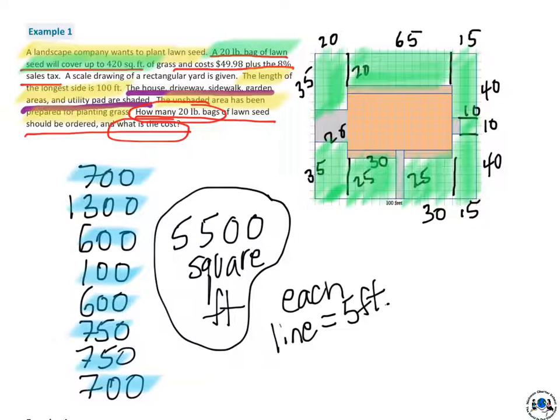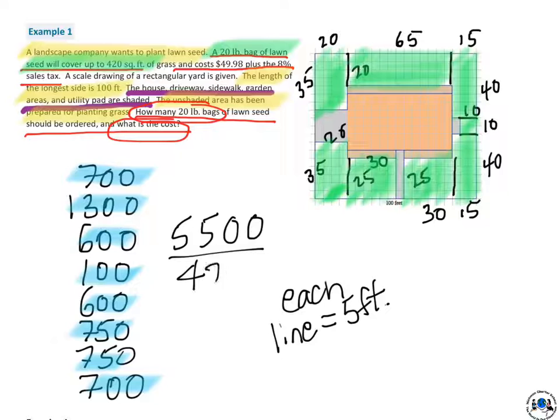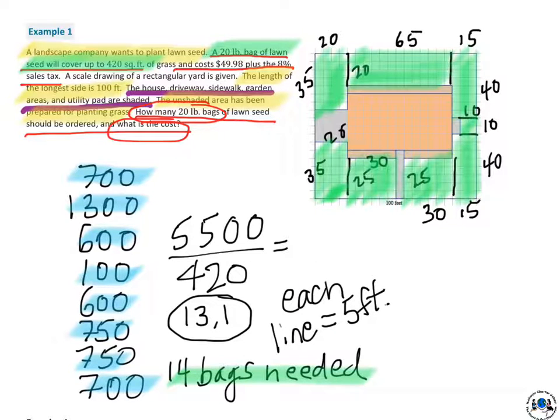The first question was, a 20-pound bag of lawn seed will cover 420 square feet. So how many of those bags am I going to need if I know each one covers 420 square feet? All I do is divide by 420. 5,500 divided by 420 will give me how many bags. My answer is 13.1, but I can't buy 0.1 of a bag. I do need 13.1 bags, therefore I'm going to have to purchase 14 bags. So 14 bags are needed. That is the answer to that first question: how many 20-pound bags of lawn seed should be ordered? That would be 14.